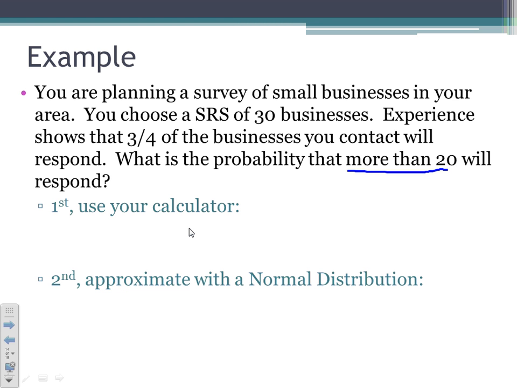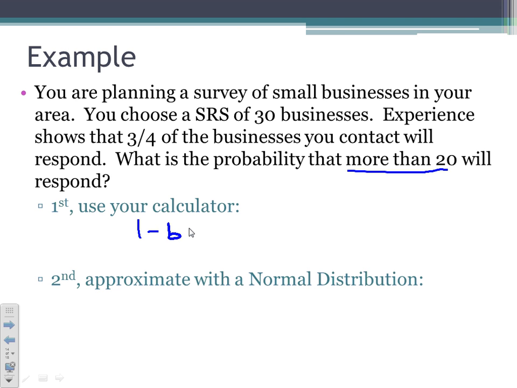Alright, so we know it's not a PDF since it's not exact, so we know we're going to have to use a CDF. Now, when it says more than 20, that means we would be looking at the numbers 21 and above. So we can think of that as saying at least 21. We know the complement of that is the phrase at most 20.